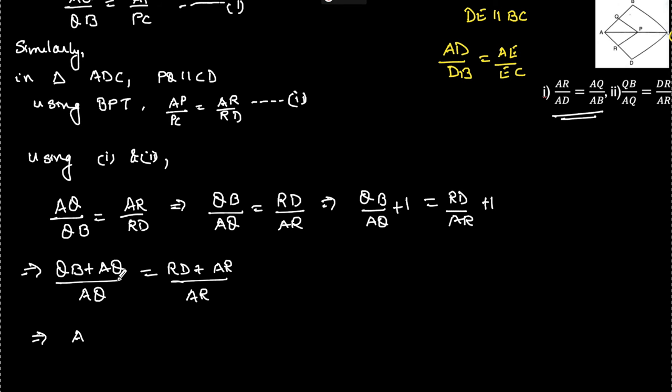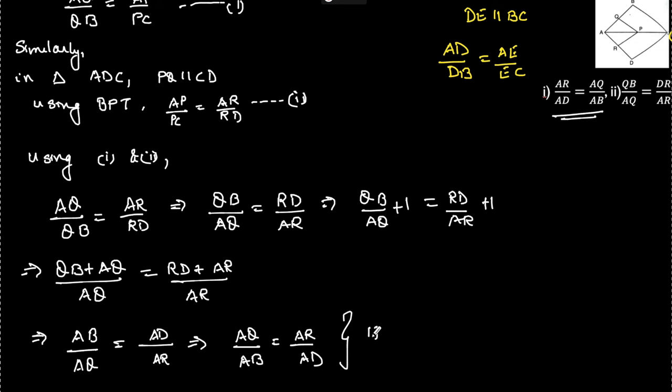If you see from the figure, QB plus AQ will be nothing but AB. So I can write it here, AB, and AQ stays in the denominator. RD plus AR, AR plus RD is nothing but AD, and then this is AD upon AR. And then again you can invert them to say AQ upon AB is equal to AR upon AD. So AR upon AD is equal to AQ by AB. This was what was required as the first part. Hence proved, the first part is proved.